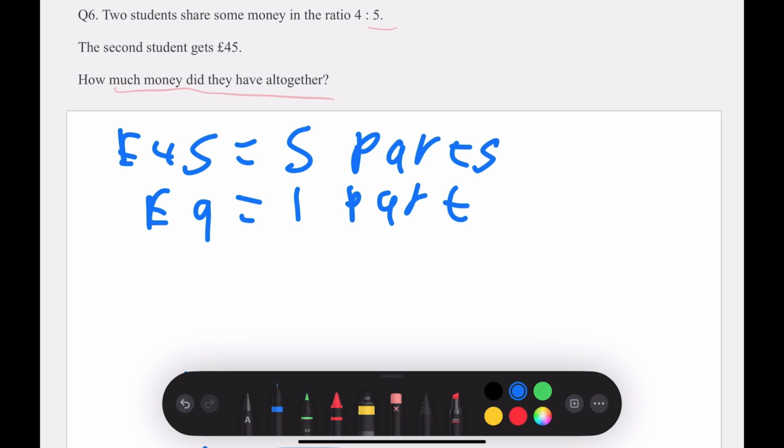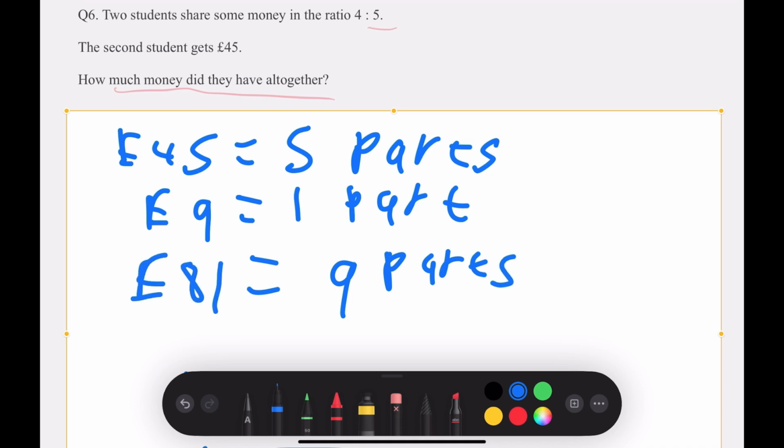Another way to do this, after you have worked out that 1 part is equal to £9, would be to add the 2 sides of the ratios together to get 9 parts. So you'd multiply each side by 9 to get 9 parts is equal to £81. Therefore, they have £81 altogether. So as you can see, the first way we get £81 and the second way we get £81. So they are both acceptable methods. And you could also do the second way to check your first answer, especially if you're in the non-calculator exam.